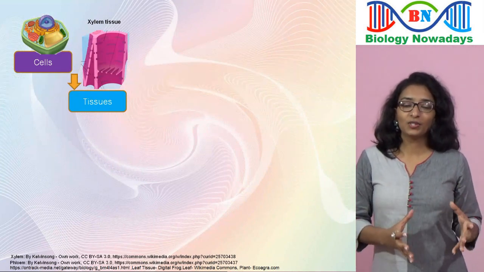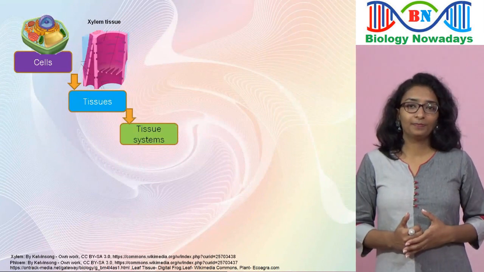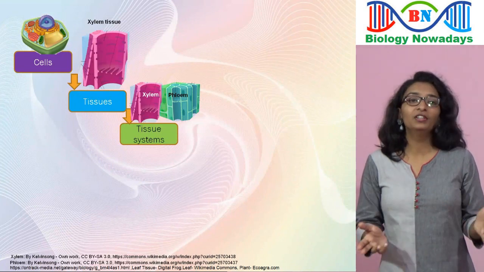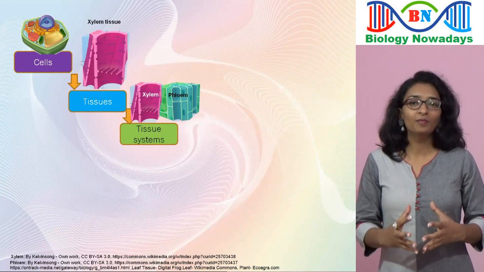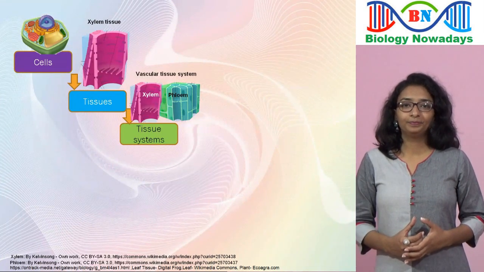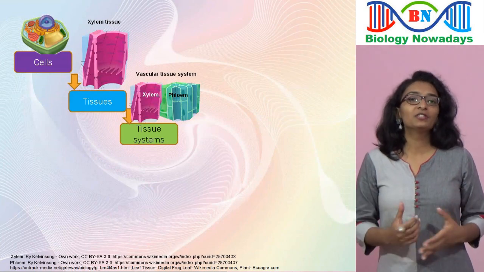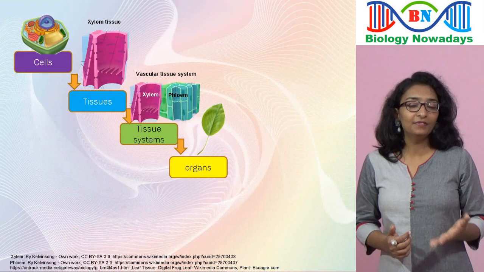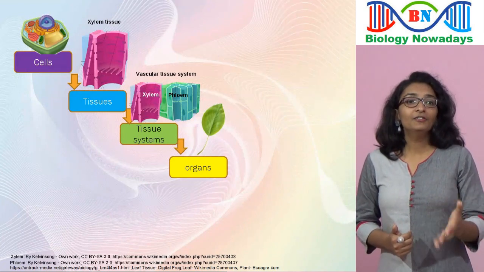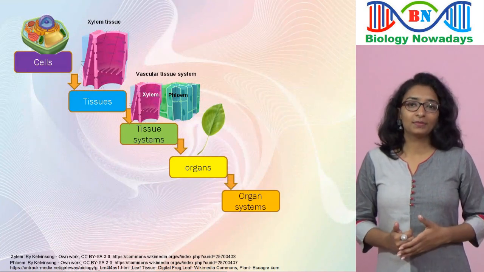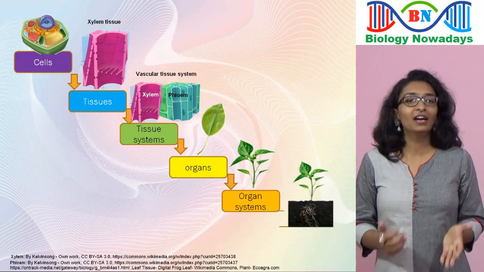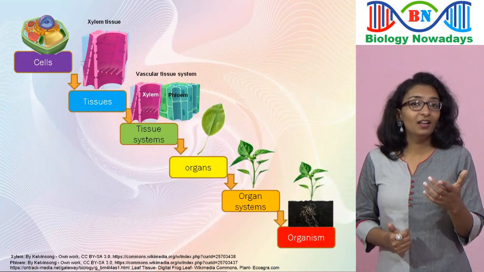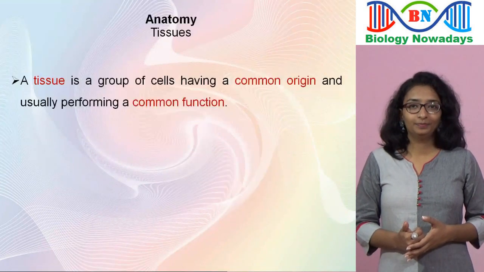Different kinds of tissues associate into tissue systems. For example, xylem and phloem, which are two different tissues, together form the vascular tissue system. Different tissue systems associate into organs. For example, stem, leaves, roots. Different organs form organ systems, and organ systems finally form an organism. Now, let's learn about tissues in detail.